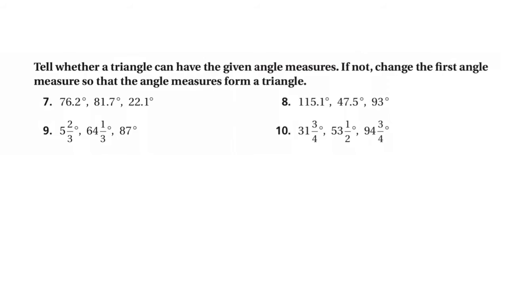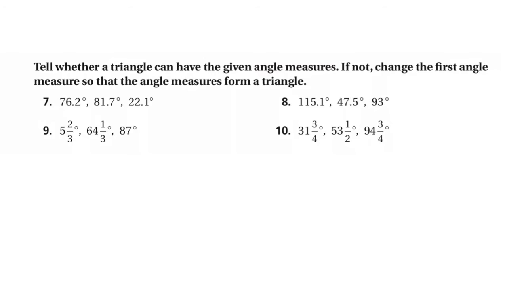On these problems, you're supposed to tell whether a triangle can have these angle measures, and if not, change the first angle measure so that the angle measures form a triangle. Now, what I would do is I would add the second and the third angle. Add those up and subtract from 180.